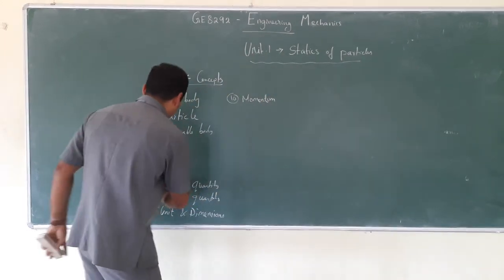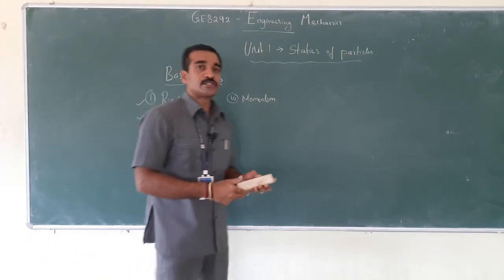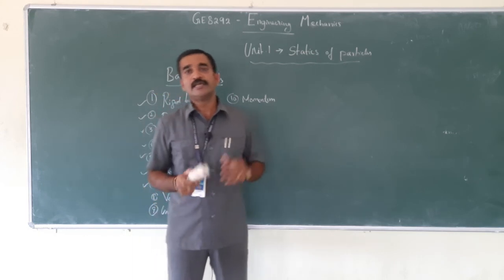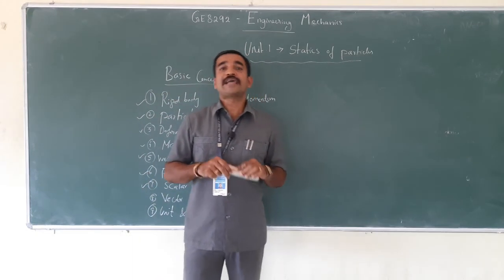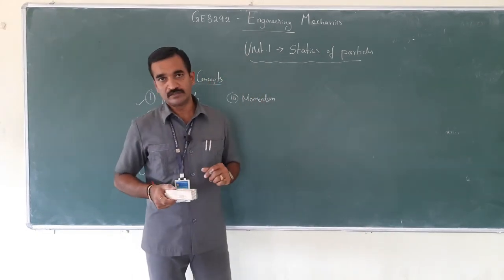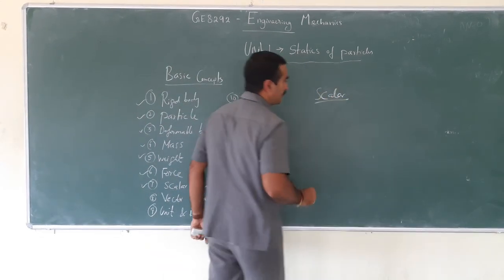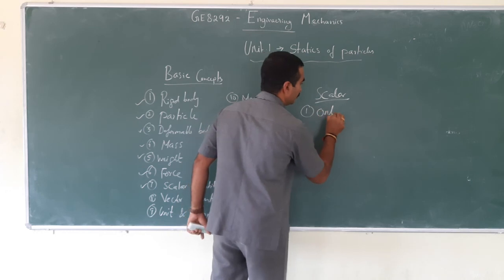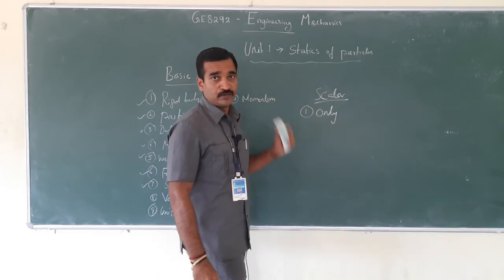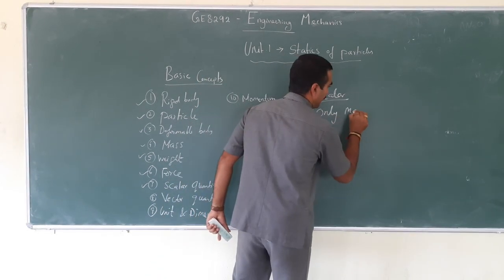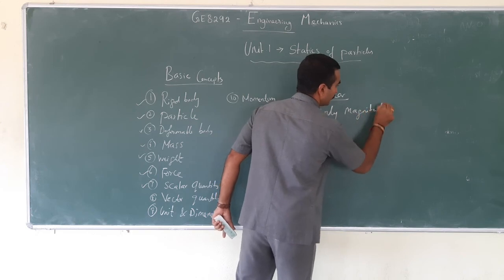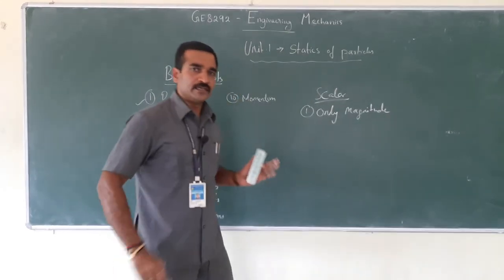And next one is scalar quantity. What do you mean by scalar quantity? It's a physical property which has only magnitude. It is independent of direction.